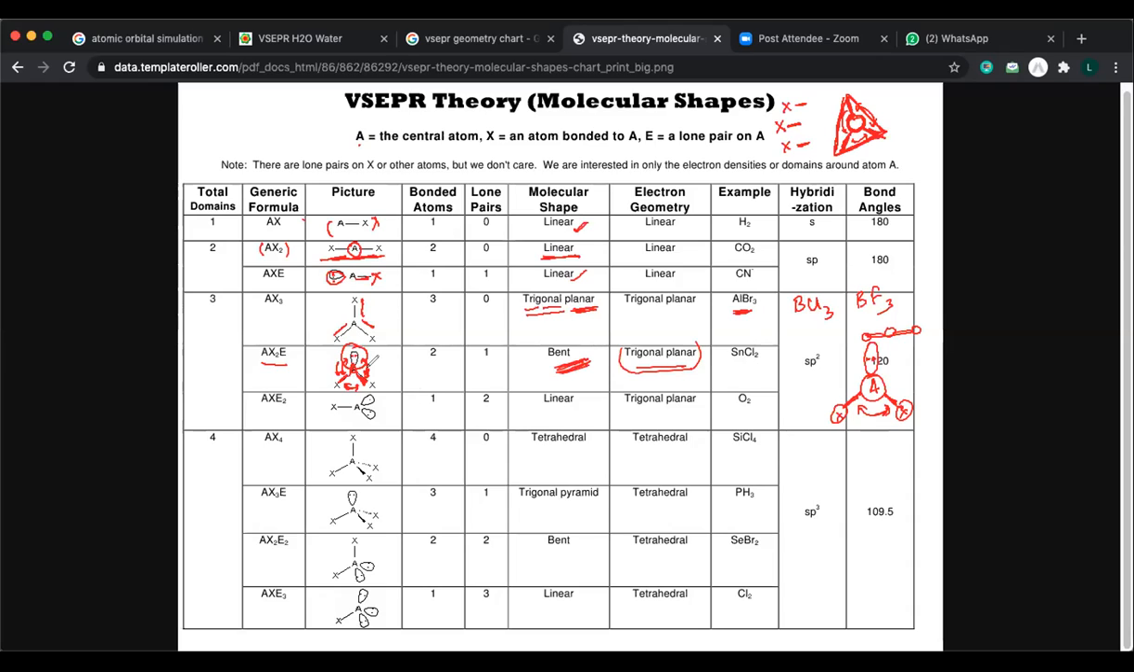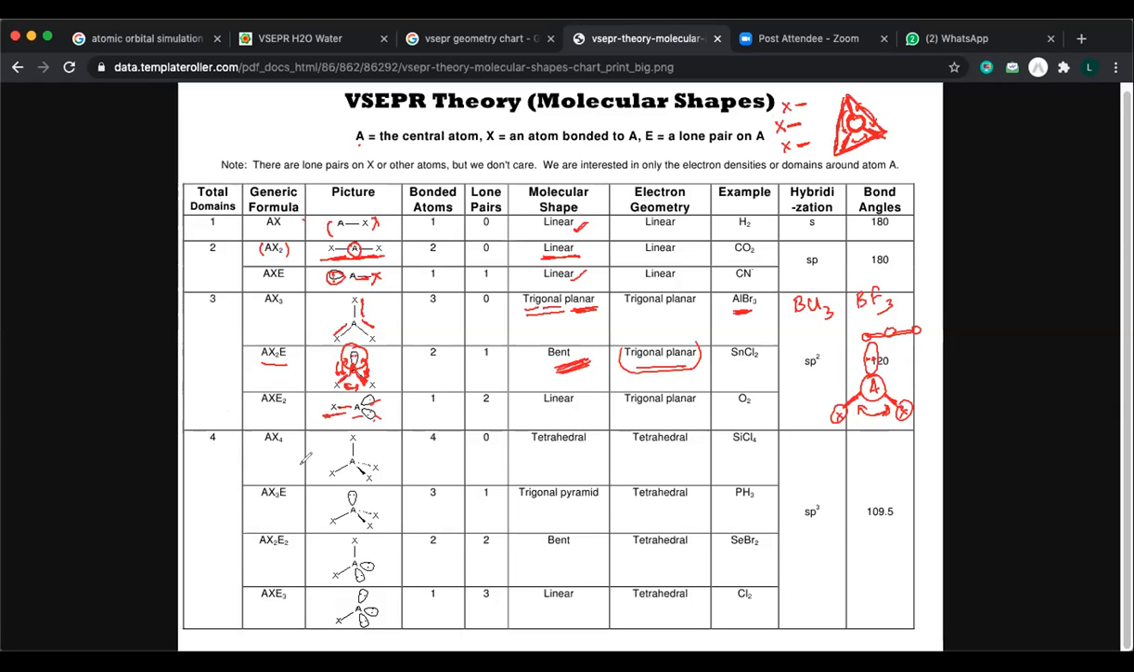Around A, we have three electron pairs. But instead of two bond pairs, if we have only one bond pair and two lone pairs of electrons, the molecular shape is going to be linear because you just have two atoms, A and X. But the electron geometry is still going to be trigonal planar.